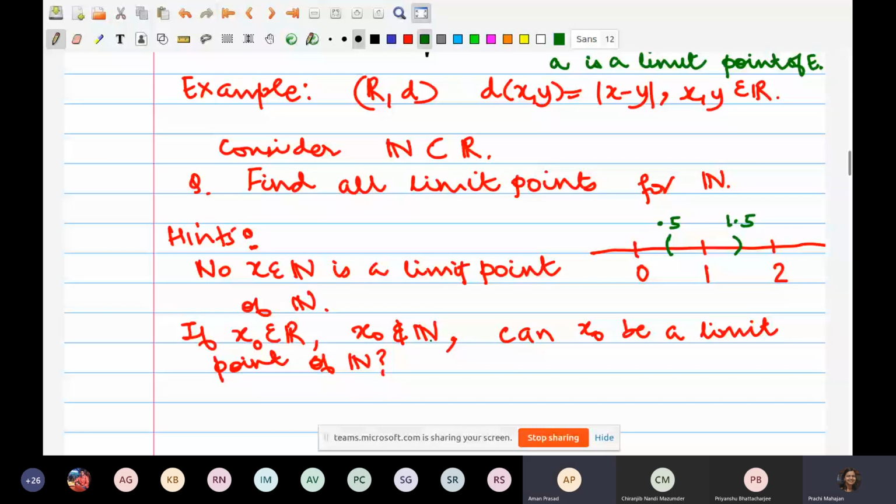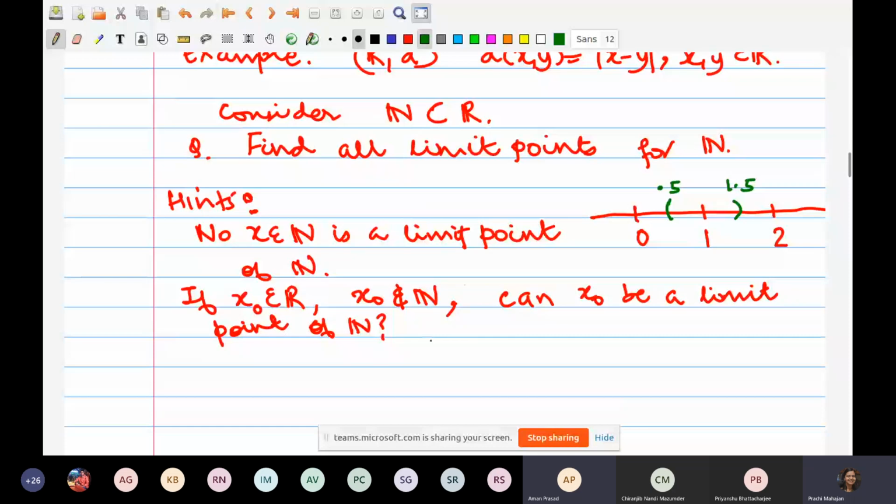Ma'am, for x naught belonging to the real numbers, we have a natural number which is smaller than that and a natural number bigger than that. So we consider x naught minus the smaller natural number, or x naught plus the bigger element. Do you want to fix some natural number, or work with any, because there is no uniqueness here. For example, if x naught is 1.5, then I can also work with the smaller natural number 1. Ma'am, we take the smaller of the intervals.